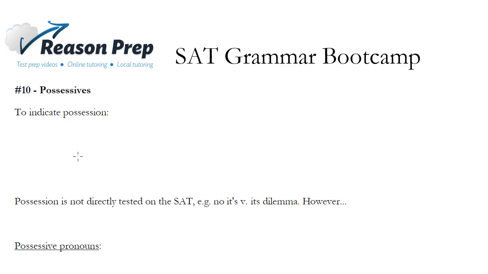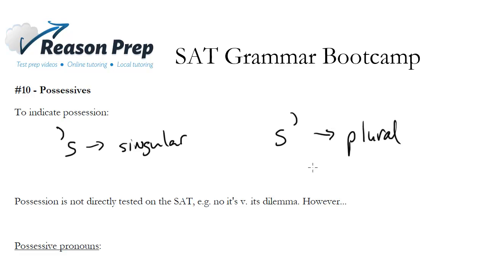So to indicate possession, again, this is not tested directly, but just to refresh your memory, we either add apostrophe s if we're doing it to a singular noun, right? So the boy's car would be B-O-Y apostrophe s. Whereas we add an s apostrophe if it's a plural noun that's possessing something. So again, if it was the boys' car, where there was more than one boy, it would be B-O-Y-S apostrophe. Again, not tested directly, but just to refresh your memory.